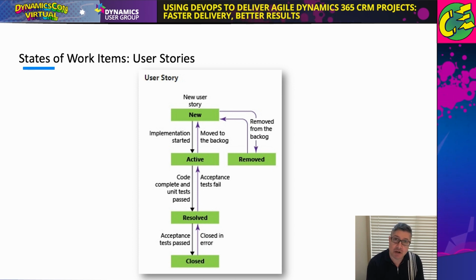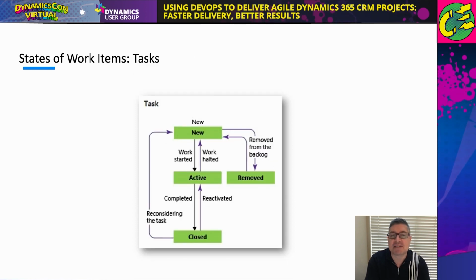Now, the tester or the product owner or the BA or the functional consultant, whoever's responsible for doing the testing, says, okay, I can now test this user story, and they conduct their tests. If the tests pass, they set the user story to closed. If there is a bug, they'll move it back to active. Tasks.